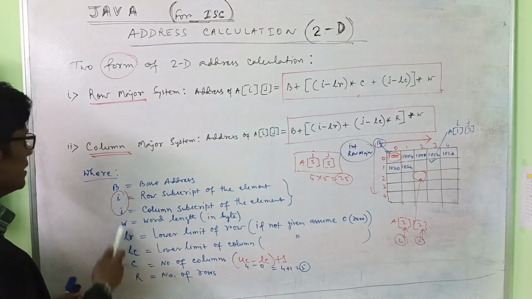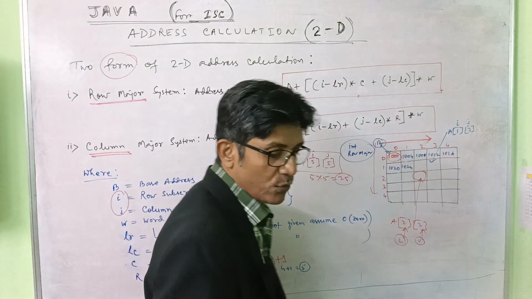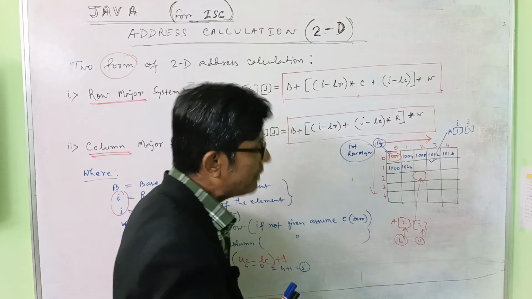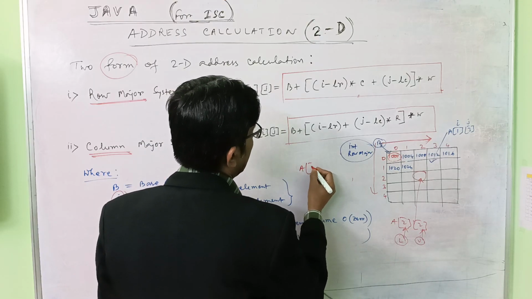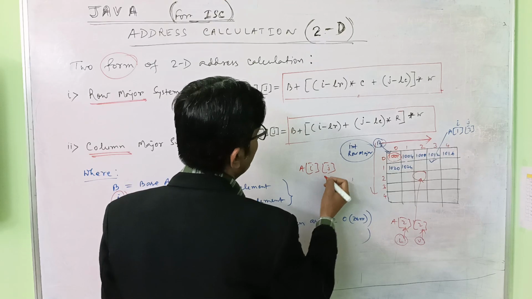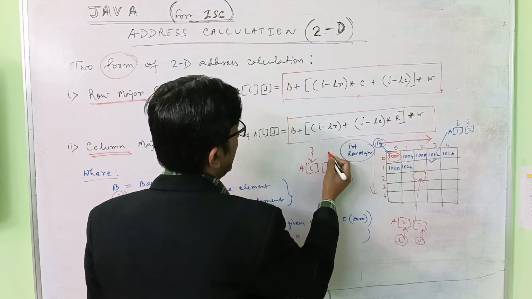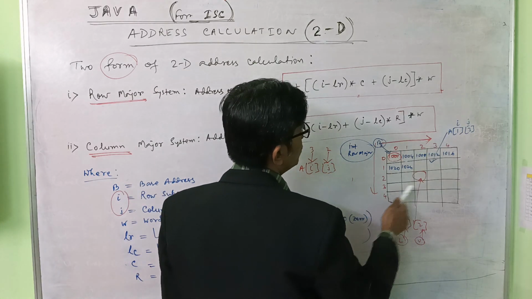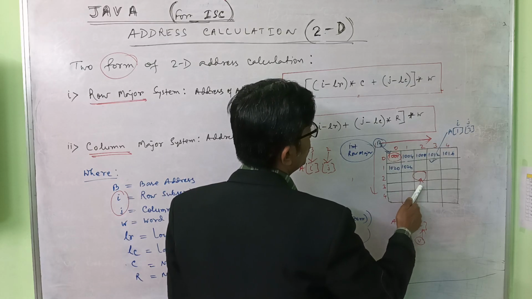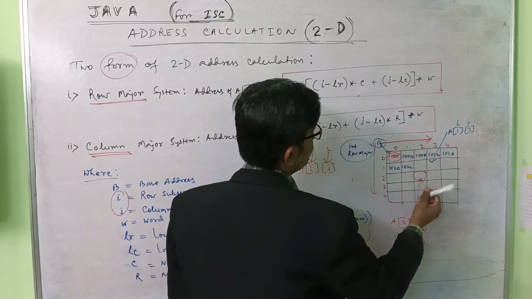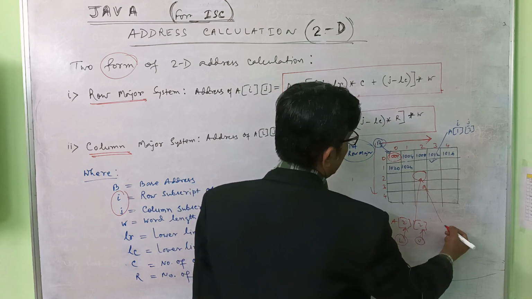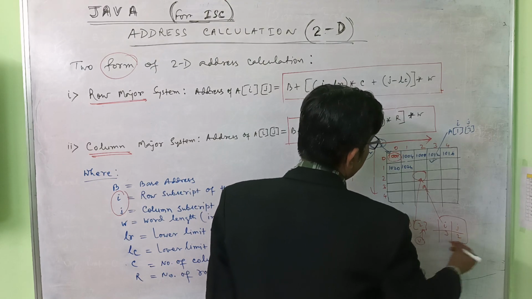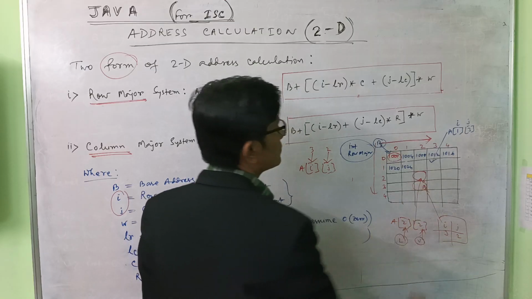So I J means which index value you want to calculate. Suppose you have written array A I J, and the value of I is 3 and the value of J equal to 2. That means we are following 3, 2. This is row 3 and this is column 2. This coordinate is called I equals 3 and J equals 2. What is the address of this array index?